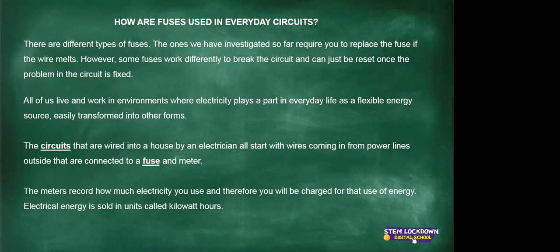The circuits that are wired in a house by an electrician will start with wires coming from the power lines. So for example, if your fuse has broken, the electrician comes to your home and investigates to find where the problem is. He'll start with your power lines to see where the electricity is flowing from. He'll go to your circuits. Every house has a circuit board and your mains.